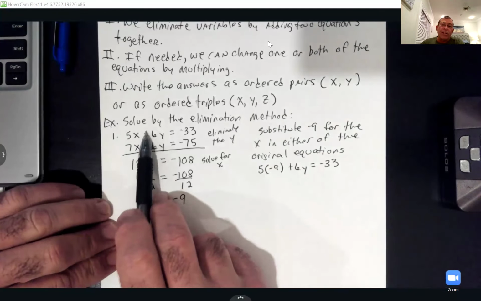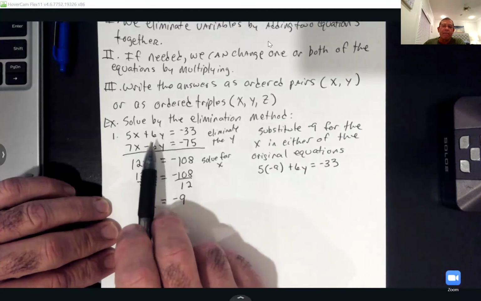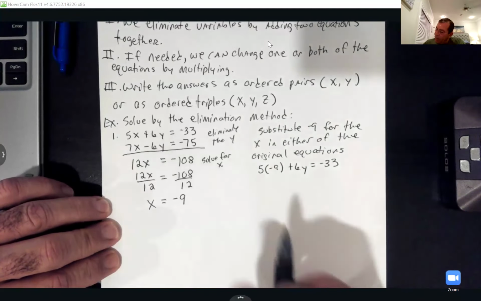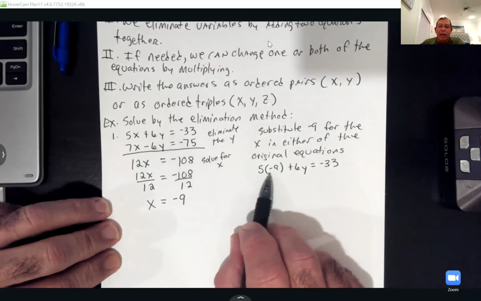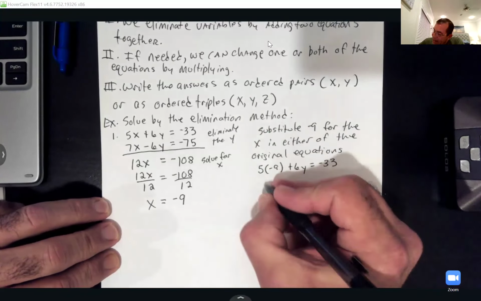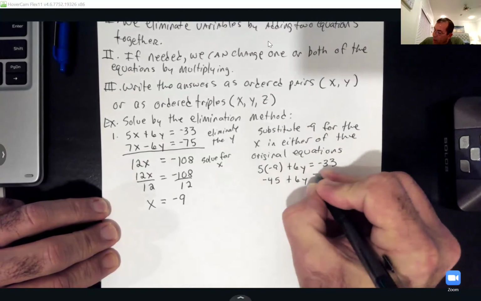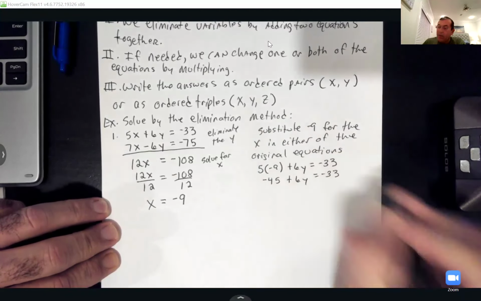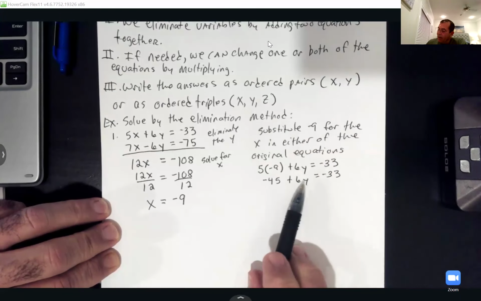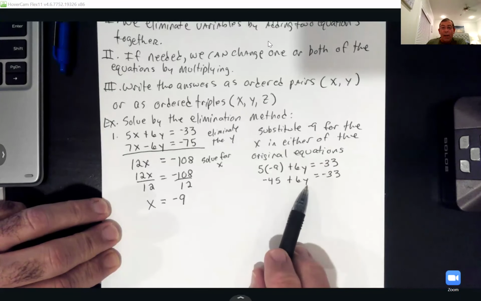Now, y'all, it doesn't matter which equation you pick. Just plug that x into one of them. So now you're going to multiply first. 5 times negative 9 is negative 45 plus 6y equals negative 33. Now solve for the y.